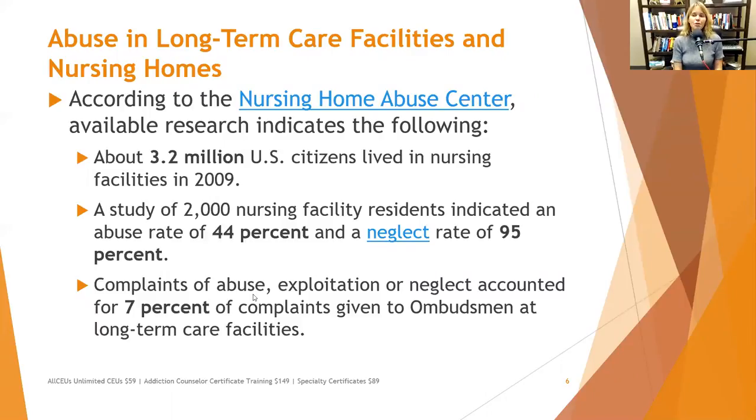Complaints of abuse, exploitation, or neglect accounted for 7% of complaints given to ombudsmen at long-term care facilities. So even though 44% report being abused and 95% report being neglected, of the complaints the ombudsman gets, only 7% are for abuse and neglect. So there's a disconnect here. There are a lot of patients who are experiencing what they perceive as unacceptable treatment, and it's not going anywhere. They're just feeling trapped.